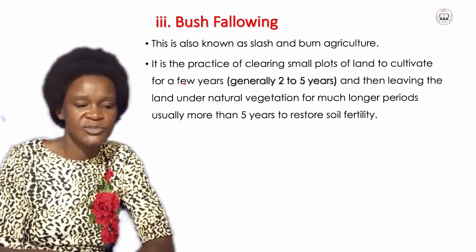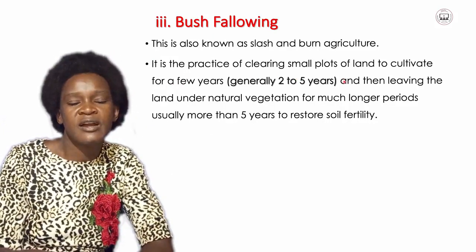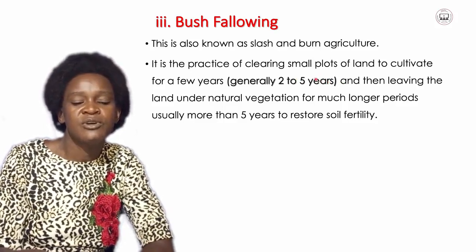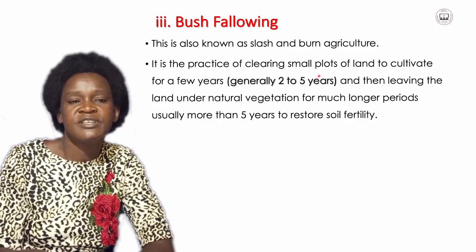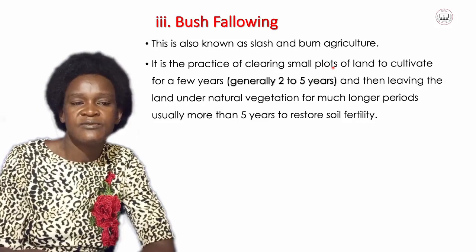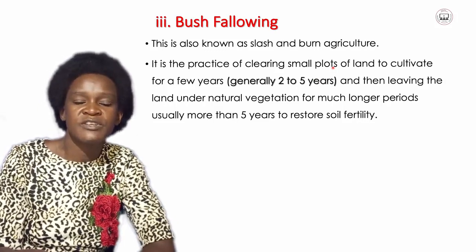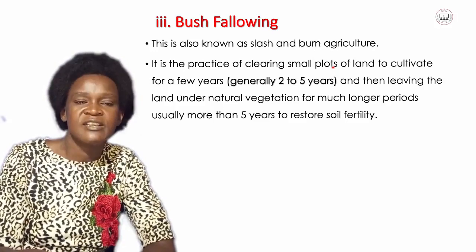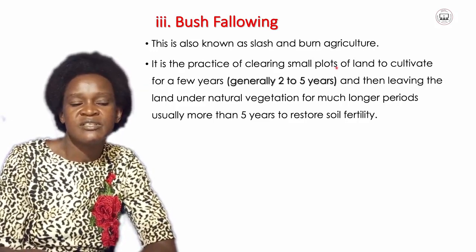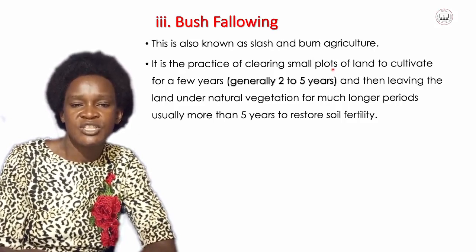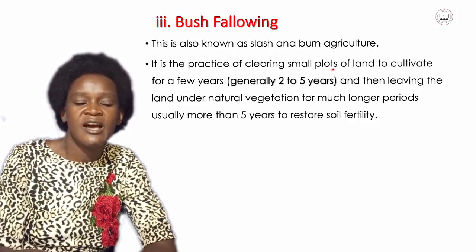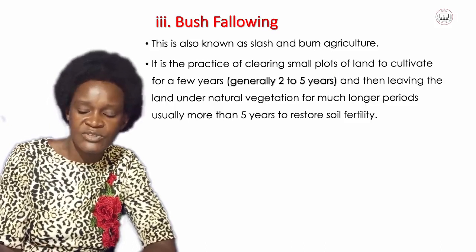Bush fallowing is the practice whereby the plots are cleared, then you cultivate on that piece of land for some time. When the fertility has declined on that piece of land, you shift to the other piece of land. So you do that for several lands, then you come back to the first land, which you put at fallow, which you put at rest. So sometimes this is referred to as land rotation, just because the land is rotated so as to restore its fertility.